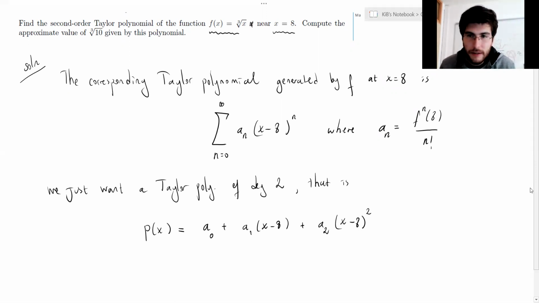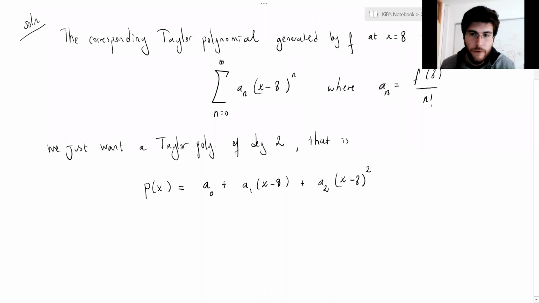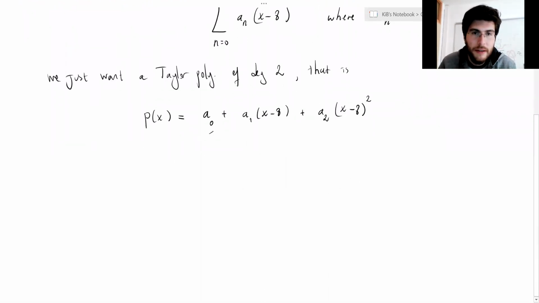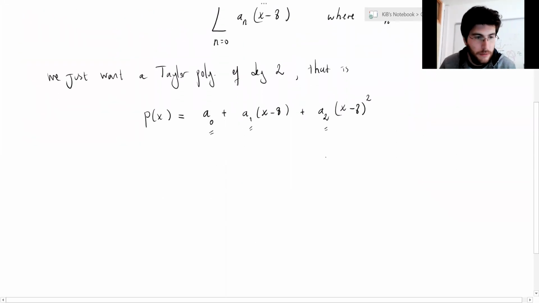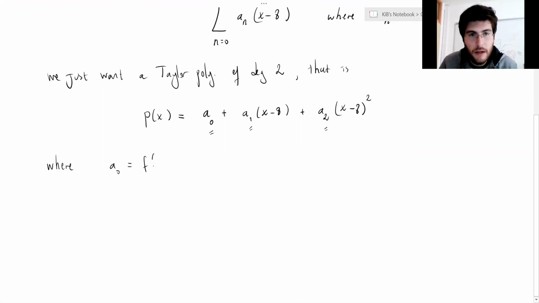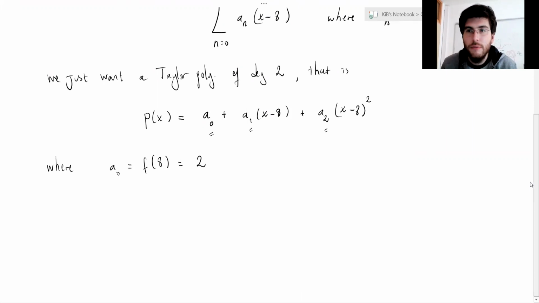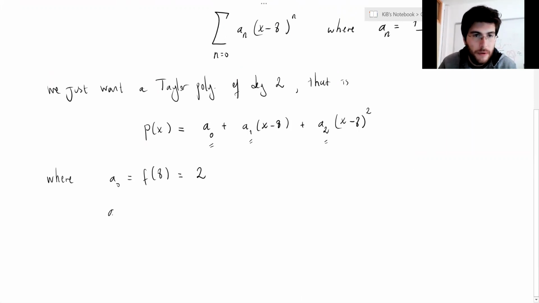And of course, we need coefficients, right? So we need those coefficients, and we know how to compute them. So the algorithm is here, right? We just use this algorithm to compute those coefficients. Where a0 is just f of 8 itself. If you compute f of 8, we know the function is, what was it? Cube root x. And what else? For instance, a1.